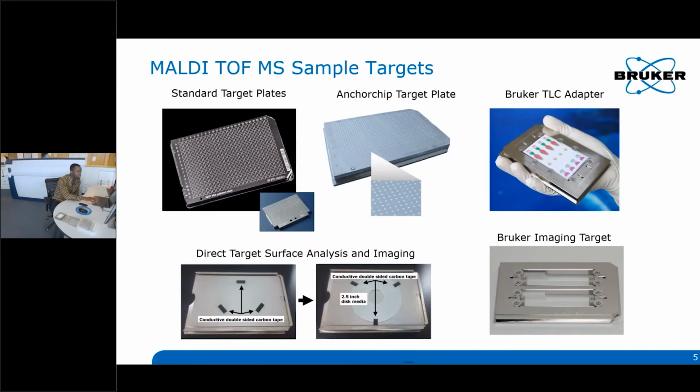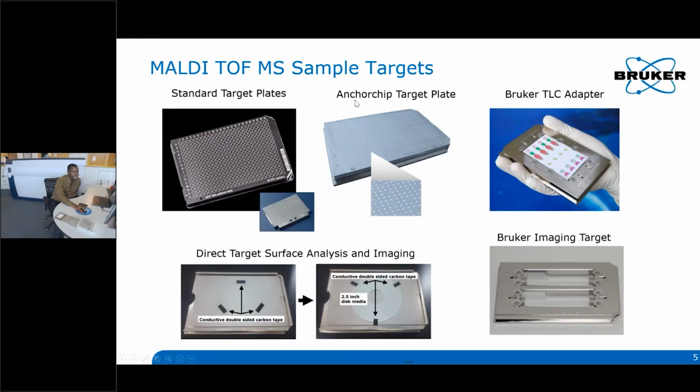So I thought I would show you some of our sample targets before I turn it over. And this one here on the top left corner is a standard target. And these can hold up to 384 samples at a time. Next to it is the mini microflex target plate with up to 96 sample spots. And I have a few here as well. I'm going to show you how to insert it into the instrument in a few minutes.